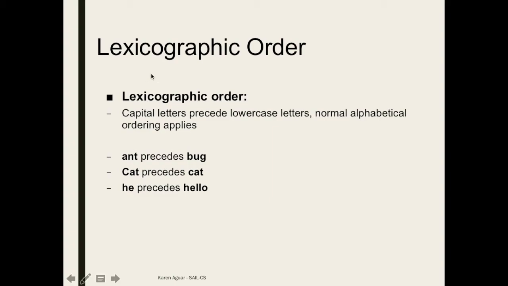So a couple little rules that you need to know is normal alphabetical ordering applies. So the word ant here would precede the word bug. A precedes B. Simple things like that. But also capital letters are going to precede lowercase letters. So here, cat with a capital C precedes cat with a lowercase c. And then finally, substrings are going to precede a larger string. So here he is part of the string of hello, and so he will precede hello.